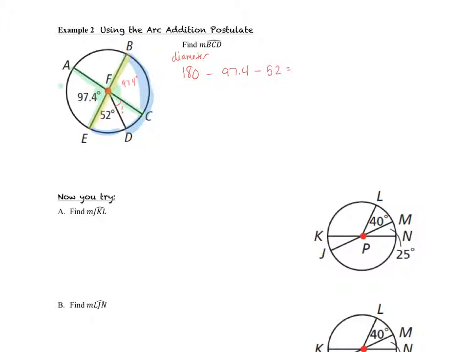So let's see, that little arc CD is what I'm looking for. That's 30.6 degrees. And now that we know that, we can add together the 97.4 plus the 30.6 so that we can figure out just the arc BCD only. So 128 degrees. So the measure of arc BCD is equal to 128 degrees.